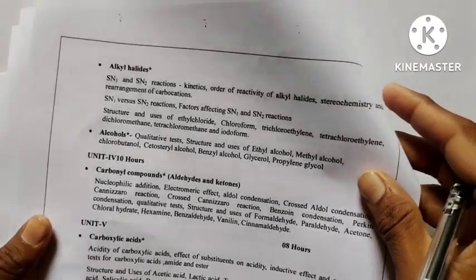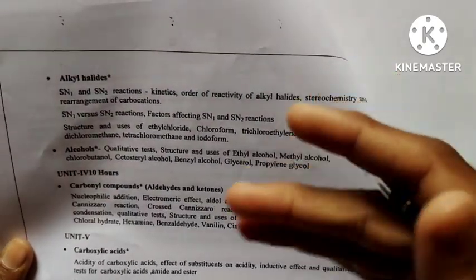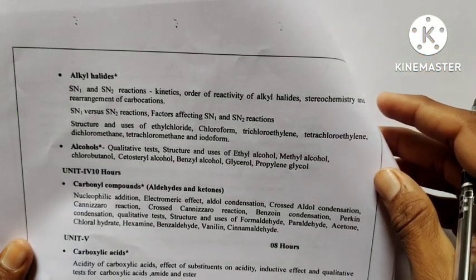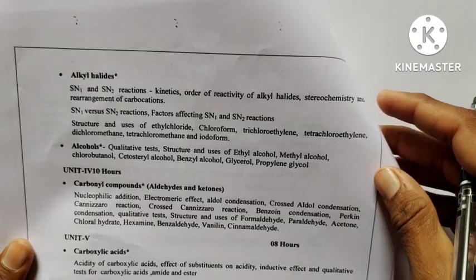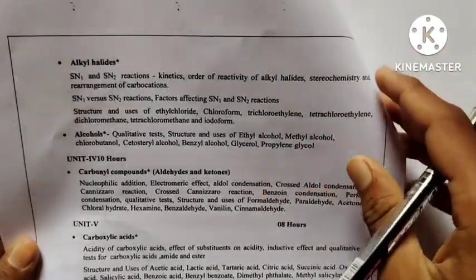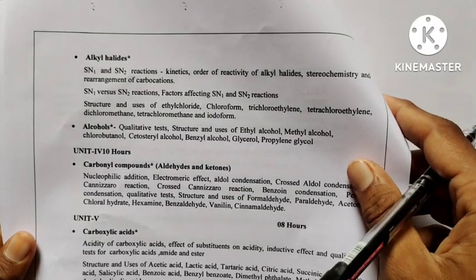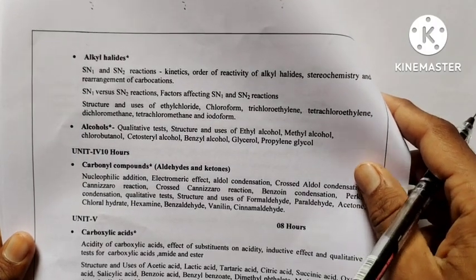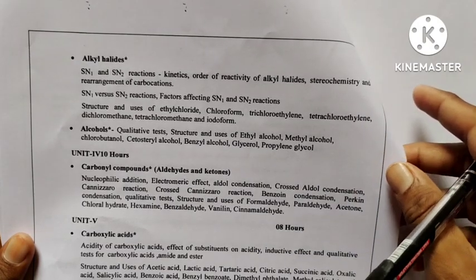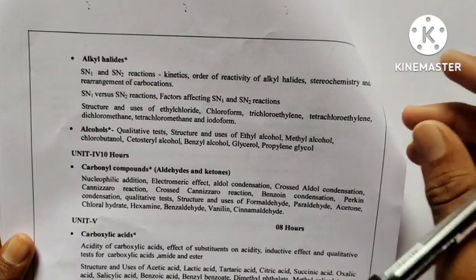Then some of the structure and uses, like ethyl alcohol uses and structure, methyl alcohol uses and structure, chlorobutanol. All these structures and uses you will study in unit number 3. Unit number 4 is carbonyl compounds like aldehydes and ketones. Here you will study the crossed Cannizzaro reaction, some name reactions like aldol condensation, Cannizzaro.